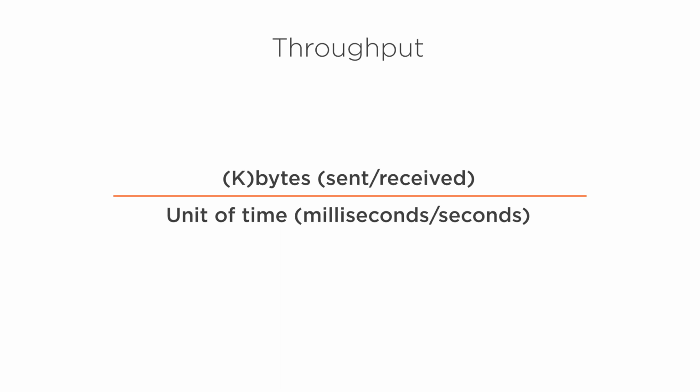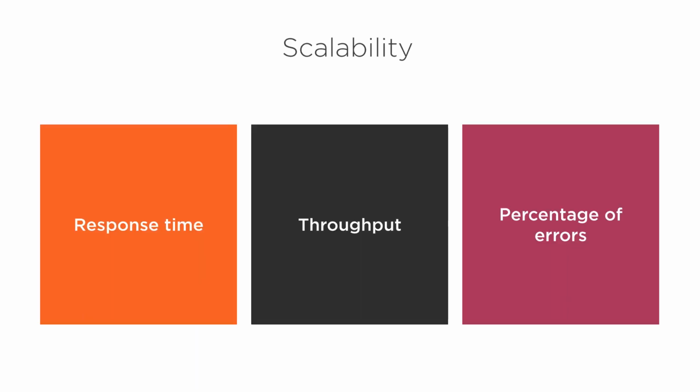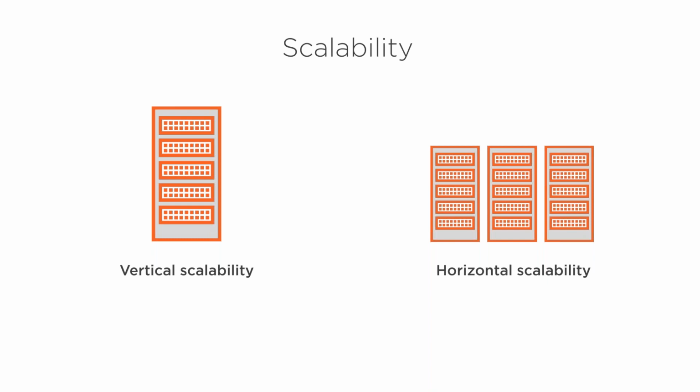Now reliability. Reliability is a formula: number of errors divided by number of requests. So whatever error percentage you get, that's the reliability. Scalability includes everything: response time, throughput, and percentage of errors together will decide the scalability. It can be vertical scalability, and it can be horizontal scalability also.